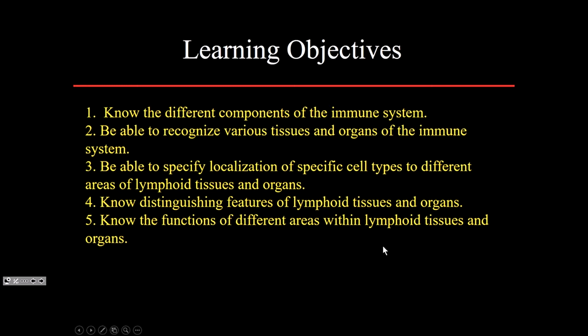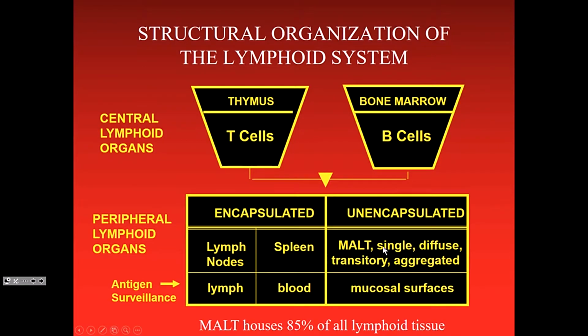Sometimes it's not easy to tell. And obviously know the function of the different areas where these different lymphoid tissues and organs occur. So this is an overview of the different lymphoid tissues and organs of the body and classification based upon central and peripheral. So you will recall the two central lymphoid organs are the thymus and bone marrow.